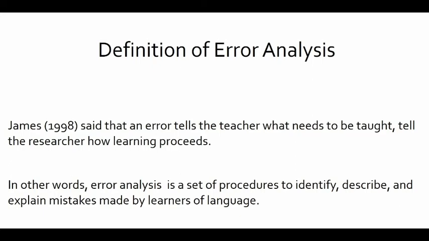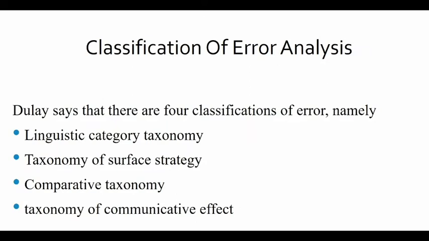James, 1998, said that an error tells the teacher what needs to be taught and tells the researcher how learning proceeds. In other words, error analysis is a set of procedures to identify, describe, and explain mistakes made by learners of a language. There are several classifications of error analysis. Dulay says that there are four classifications of error, namely, first, linguistic category taxonomy, second, surface strategy taxonomy, then comparative taxonomy, and the last, communicative effect taxonomy.